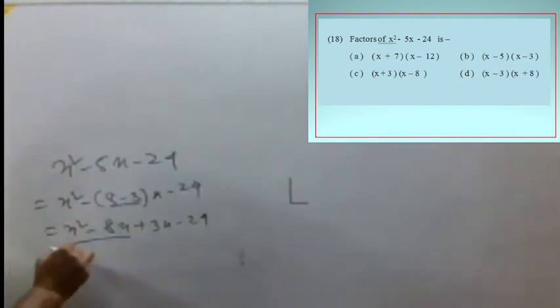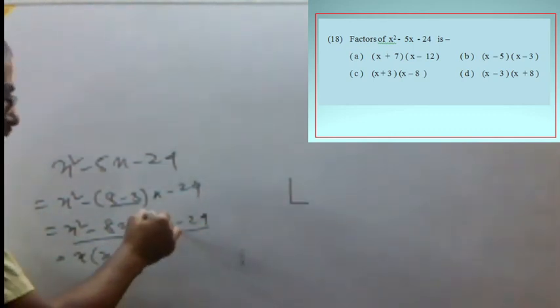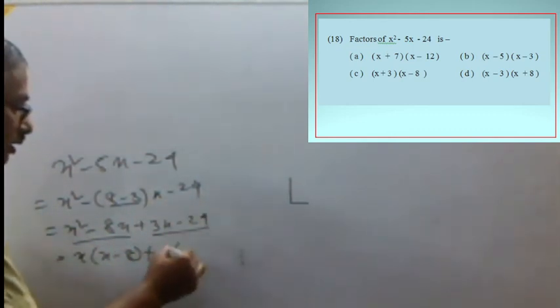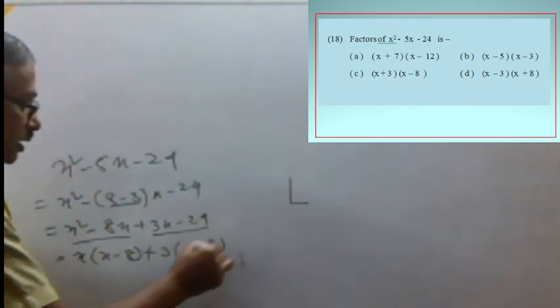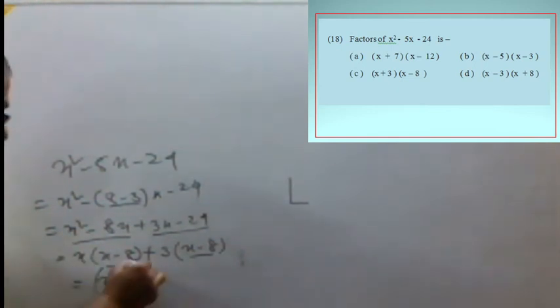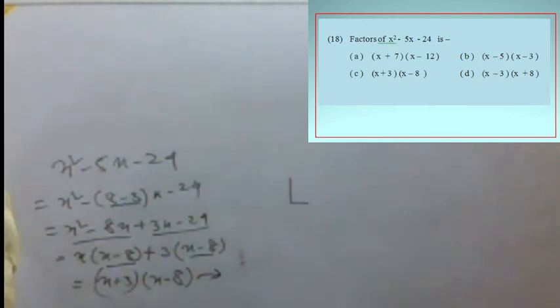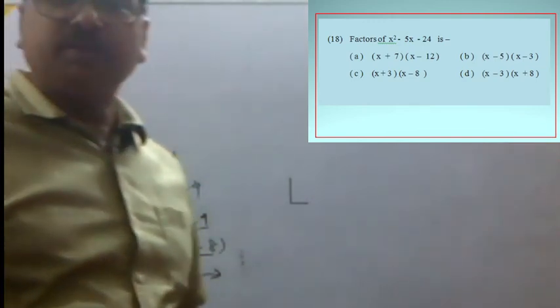From these two terms we can take x common, x minus 8. From 3x and 24, that is the third and fourth term, we can take 3 common, this is x minus 8. See, this is the same, otherwise something is wrong. So x plus 3 into x minus 8.